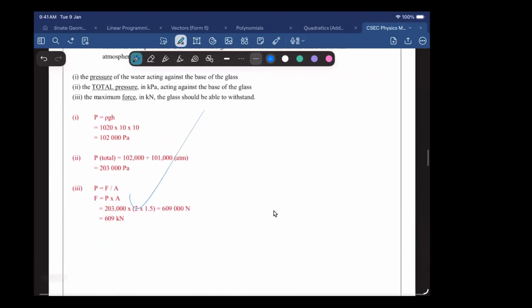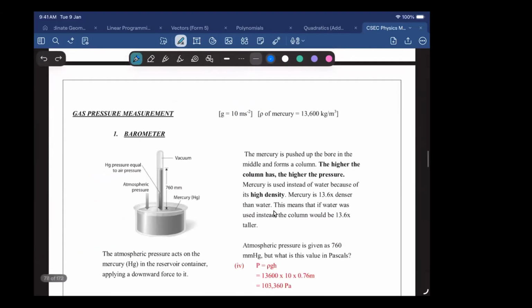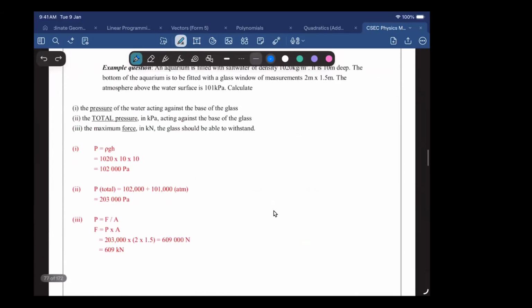So we did this question. Lovely. Look, even they made a mistake. Watch. It says in kilopascals and they wrote it as something else. Okay.